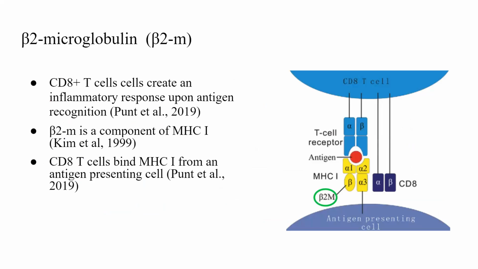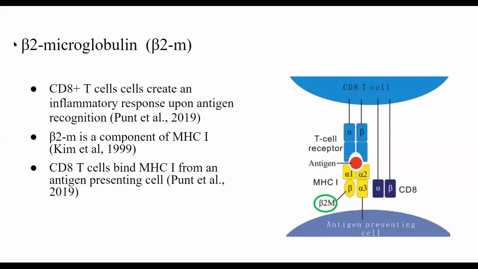Antigens originating from pathogens or intracellular pathogens are loaded on an MHC class 1 receptor. And this can be recognized by a CD8 positive T cell for activation once it recognizes and binds the antigen and the MHC. So as Juan mentioned before, we do have an MHC1 receptor. In this receptor, we can find a beta-2 microglobulin, or beta-2M, component as shown in the image. The CD8 positive T cells do create an inflammatory response upon that antigen recognition. These CD8 T cells need to bind to the MHC1 receptor from an antigen presenting cell.